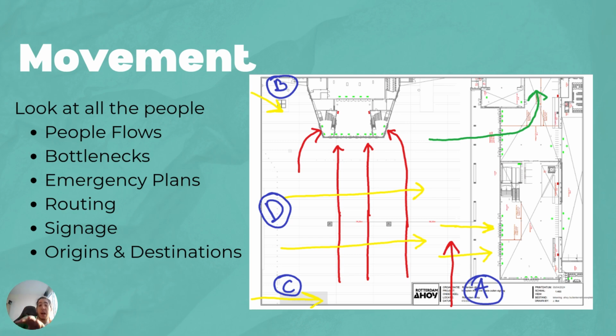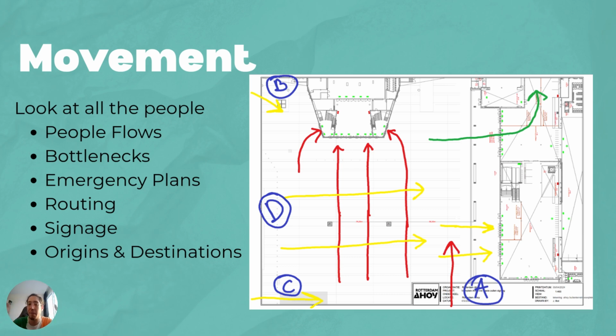This is a sketch that I used from Ahoy in the last assignment. You can see people flows across the parking lot entering the arena, and the RTM stage. This is all about people flows. Again, bottlenecks come into discussion because they're important. Do you want any? Do you want to make people slow?